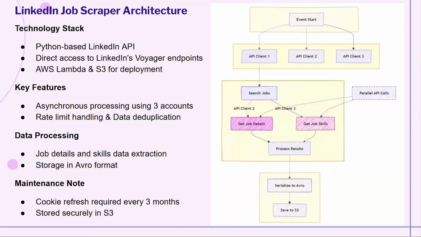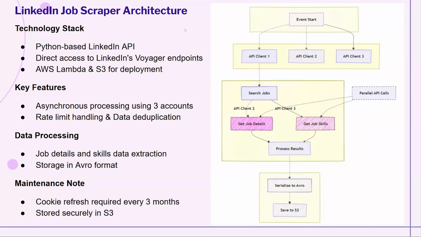Let me walk you through our LinkedIn job scraping solution. For technical implementation, we are using a Python-based unofficial LinkedIn API created by Tom Quirk. What makes this approach powerful is that it interacts directly with LinkedIn's internal Voyager endpoints, the same ones used by their web application, without requiring official API access. The key advantages of our approach include three points.